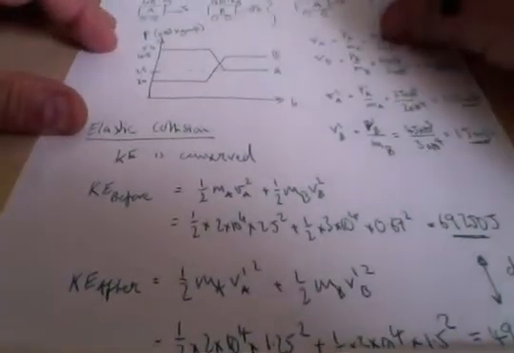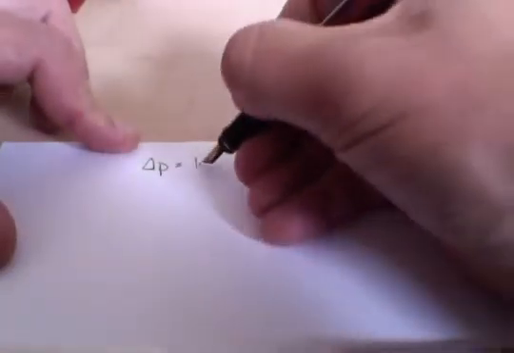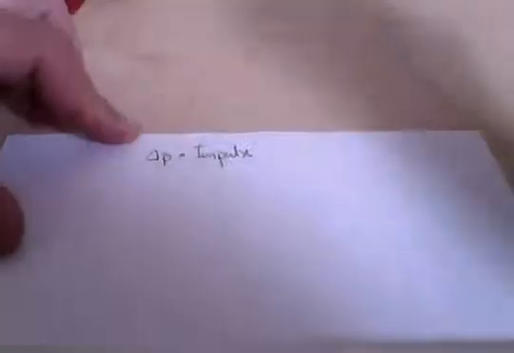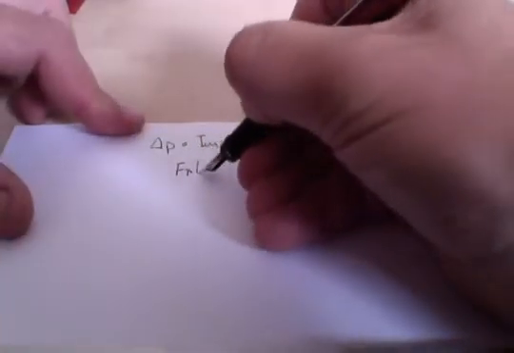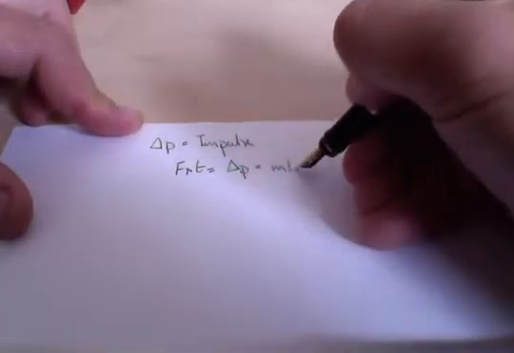Good, okay, let's move on then. Let's look at a different type of graph. Change of momentum and, of course, impulse. Change of momentum, let's remind ourselves again, is equal to the impulse. Or force times time is change in momentum, which is mass times change in velocity.